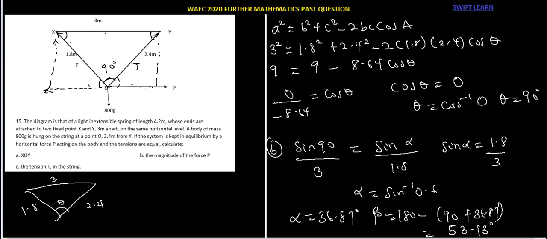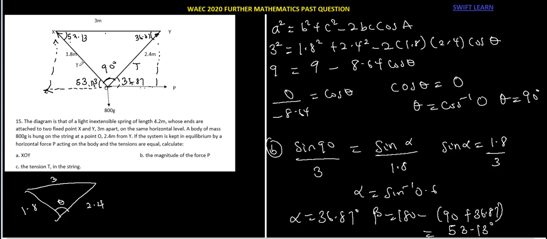Alright, so now this alpha is 36.87, here is 53.13. Alright, so here is now 36.87, and here is 53.13. Okay, so let's move on now.